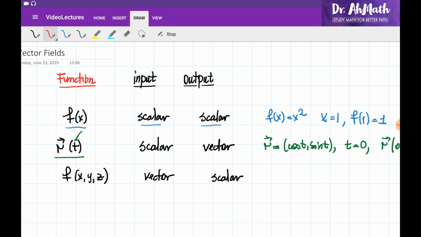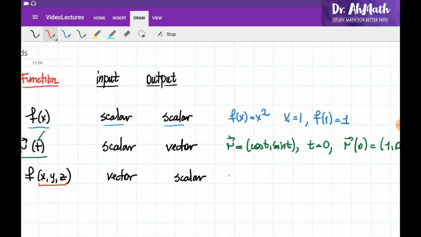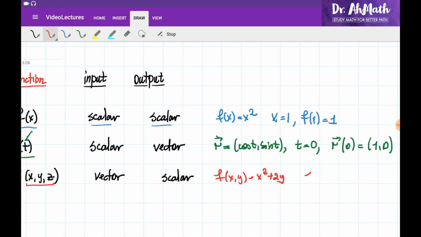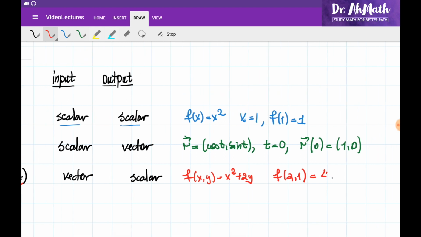And later on, we've learned about the multivariable functions where the input would be a vector. In this case, this is a three-dimensional vector, and the output would be a scalar. For example, f of x and y would be given as x squared plus ty. And if I input some vector, t and 1, it would give me a scalar, which would be 4 plus t, which is 6. The output is a scalar.